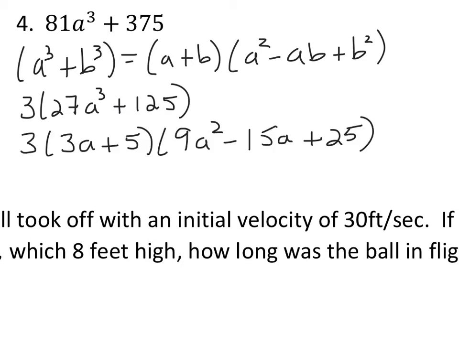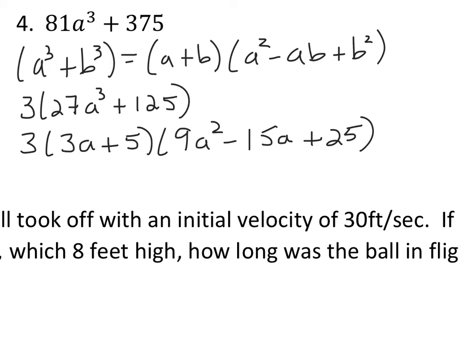All right, so now we're just going to go ahead and take care of the perfect cube here. We have the sum of cubes. So the cube root of 27 is 3, so we have 3a, plus the cube root of 125 is 5. So 3a plus 5, that's going to be our a and b.